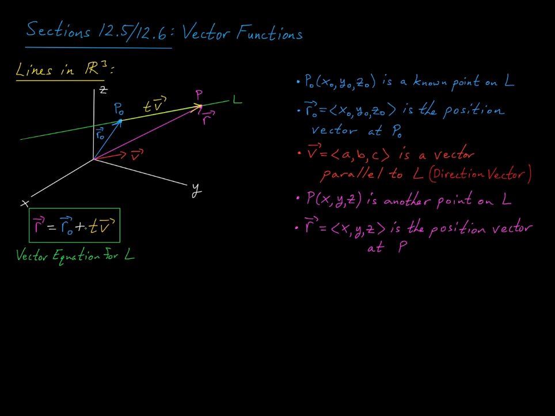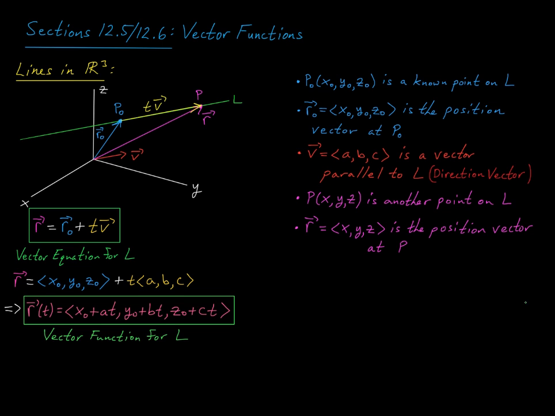Okay, so let's go ahead now and open this up in components, right? So R0, as we noted over here, its components are x0, y0, z0. Now tV, well, that's going to be t times the vector a, b, c, right? So if I combine these two vectors, I get a vector function for the line L. Okay, so R of t is x0 plus at, y0 plus bt, and z0 plus ct. And notice here, each of the component functions are linear functions of the parameter t.